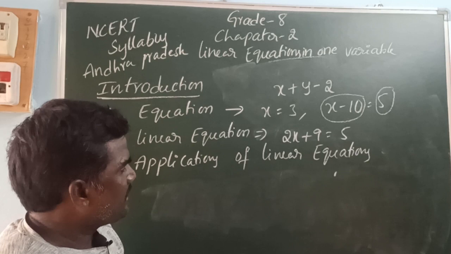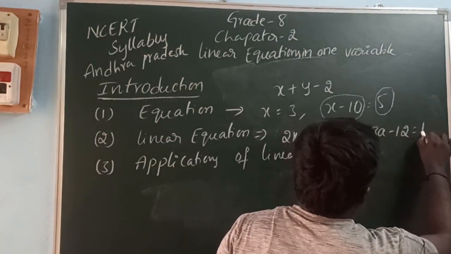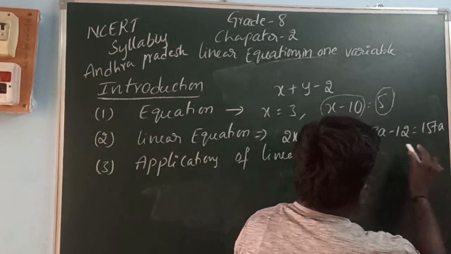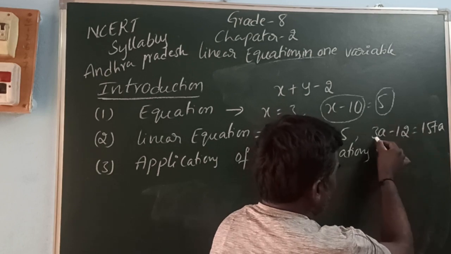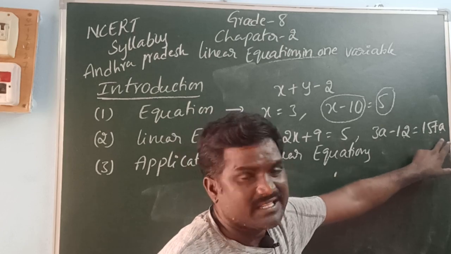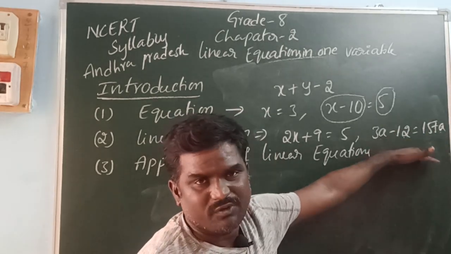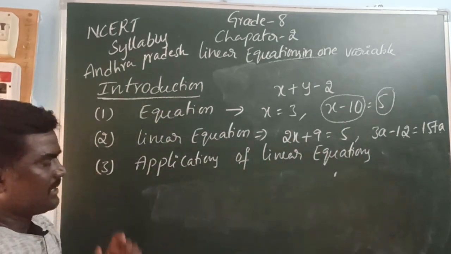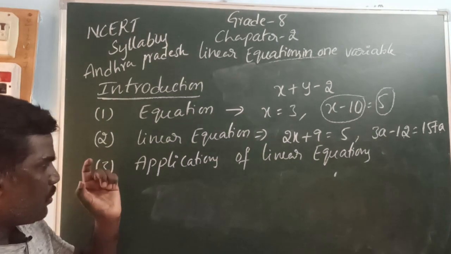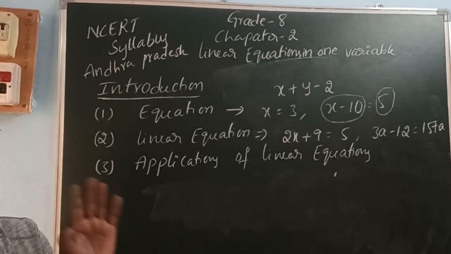Okay, so here we take another example. 3a minus 12 is equal to 15 plus a. 3a minus 12 is a linear expression. 15 plus a is a linear expression. Its degree is 1, its degree is 1. These two expressions are equal. It is called what? Linear equation. Okay, so next, general form of linear equation in one variable. In the equation, there is only one variable. That is called linear equation in one variable.